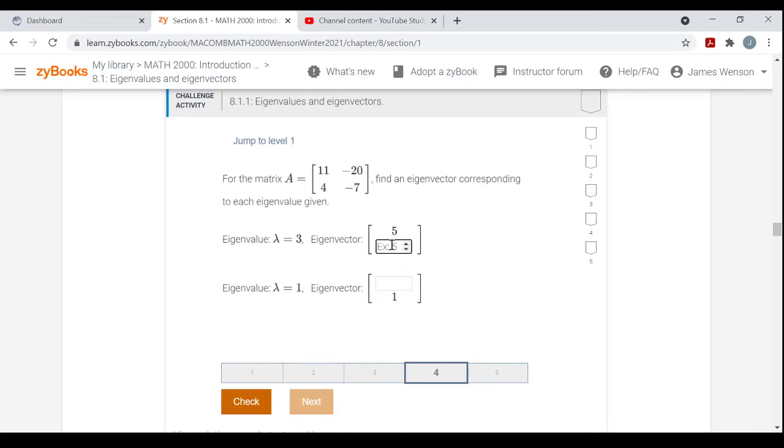Okay. And so they're asking for an eigenvector corresponding to lambda equals 3 and an eigenvector corresponding to lambda equals 1. So again, for the eigenvectors corresponding to lambda equals 3, you're going to look at A minus 3I times x equals the 0 vector and solve for x there. And then for lambda equals 1, you're going to look at A minus 1I times x equals the 0 vector and solve for x there.